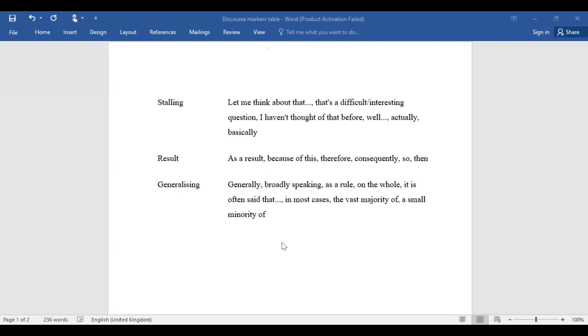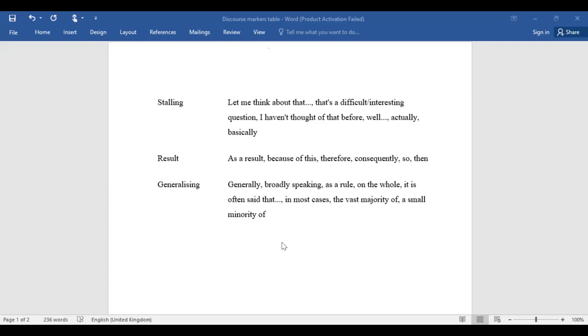I would like you to chew baba for the test. It will help you for both the speaking test and your writing test when you are writing the essays and the letters in the writing test. Result: as a result, because of these, therefore, consequently, so. Then, when you are generalizing: generally, broadly speaking, as a rule, on the whole, it is often said that, in most cases, the vast majority of, a small minority of.